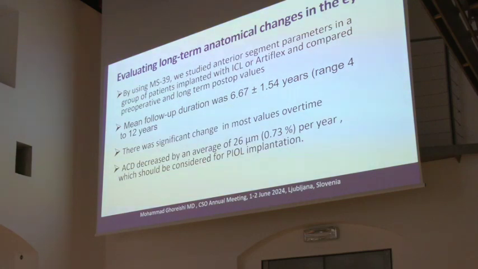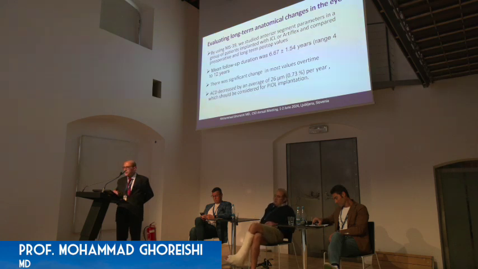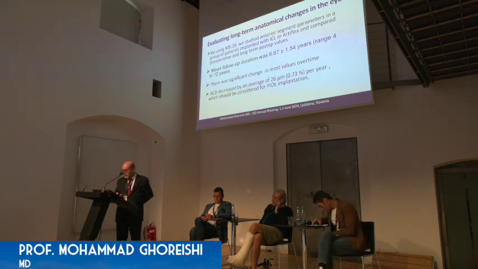Anterior chamber depth decreased an average of 26 micrometers per year. This should be considered for phakic IOL implantation, because we consider 3 millimeter anterior chamber depth, and some people put in an ICL at 2.8 millimeter. We have to predict the anterior chamber depth for a long time: 20 years later or 30 years later, what will happen to the eyes?